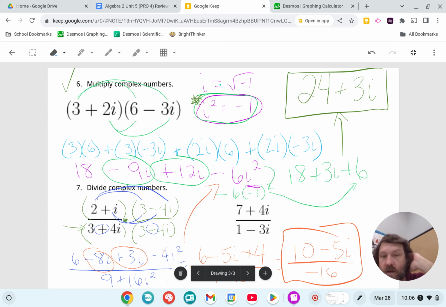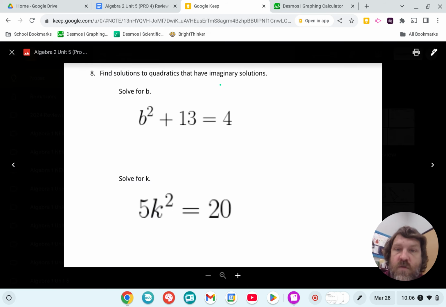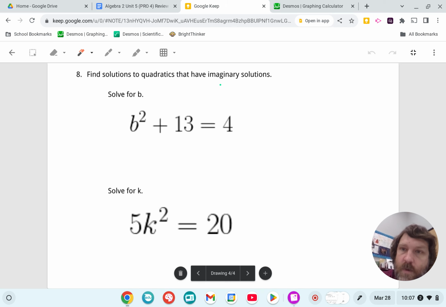I'll leave the second part there for you to do on your own, just to get some practice in. All right, looking at our next section, we are looking at solving quadratics that have imaginary solutions. In this, you're just solving these equations like you would any algebraic equation, except something strange is going to happen near the end, and we'll talk about what that is.